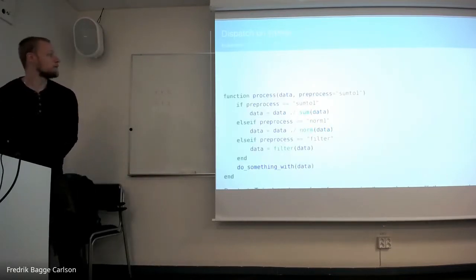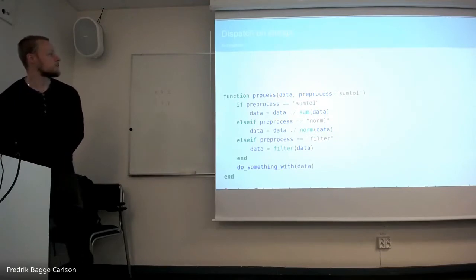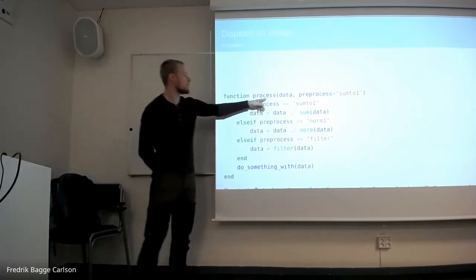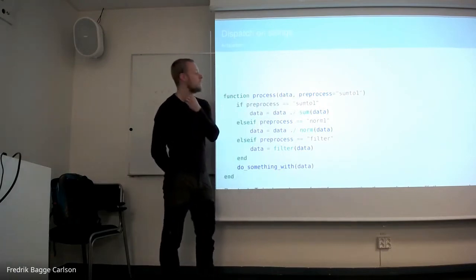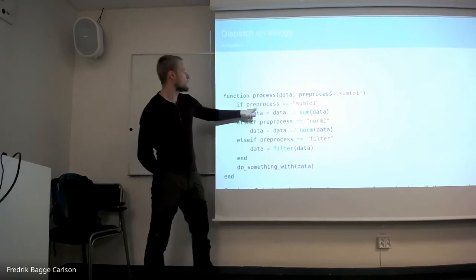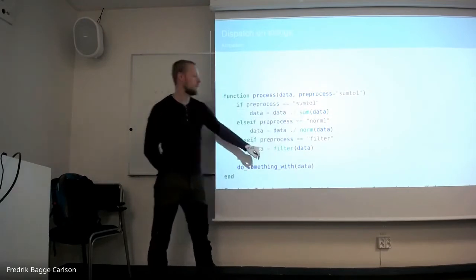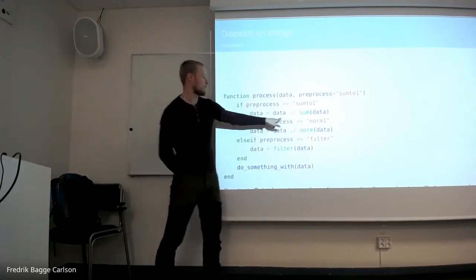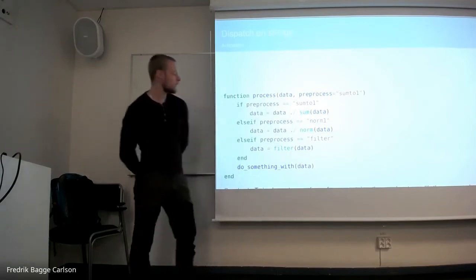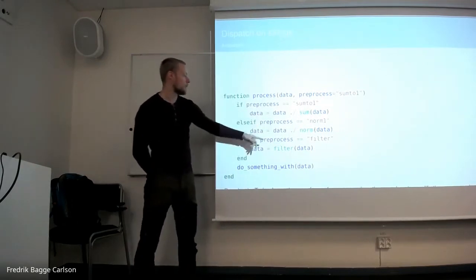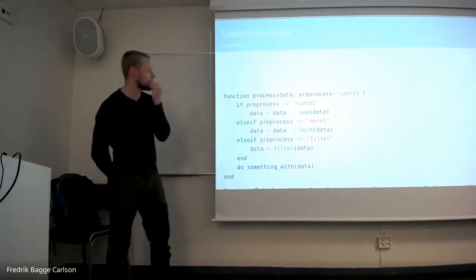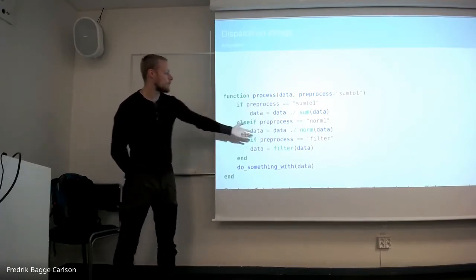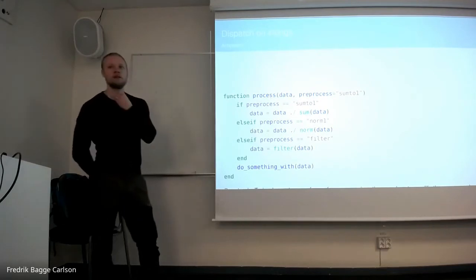Another common problem is that we dispatch on strings. So here is the function. It processes some data, and it has an option here for how to pre-process. And that's a string. If we have passed in sum to 1, then we make sure that the data sums to 1. It divides by the sum. But if we say norm 1, it does the same, but it makes sure it divides by the norm. And if we say filter, then yeah, we filter the data.